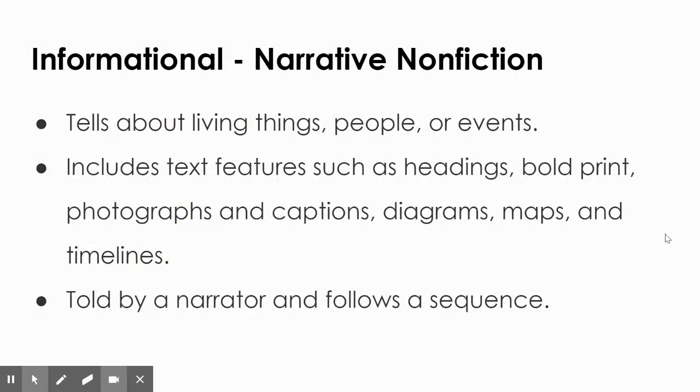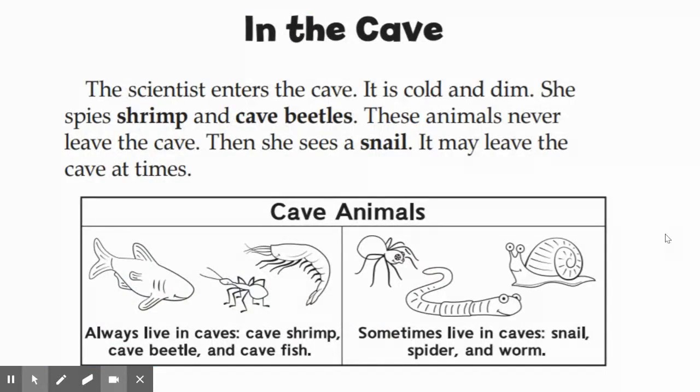Well, second graders, let's go back to this page. Did our story tell about living things, people, or events? Yes, it did. It told us about a scientist exploring a cave and the types of animals that live in a cave. Did it include text features such as headings, bold print, photographs and captions, diagrams, maps, and timelines? Let's take a look. I see bolded words and I see a table. Those are both examples of text features that we have in this text.